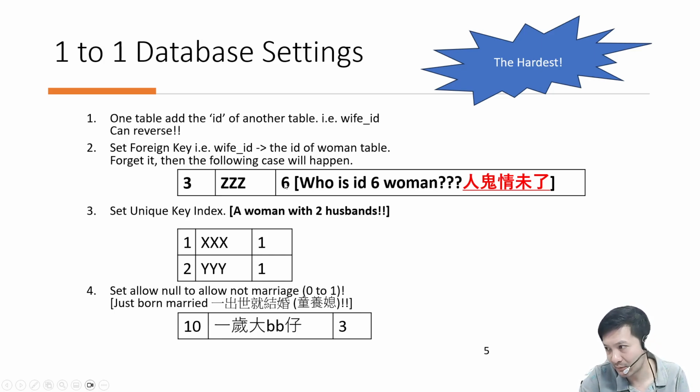It will not be possible to input 6 into the wife ID column. And you also don't want this kind of thing to happen: for example, on the husband table, two woman IDs appear. Oh, it means a woman with two husbands. This is wrong.